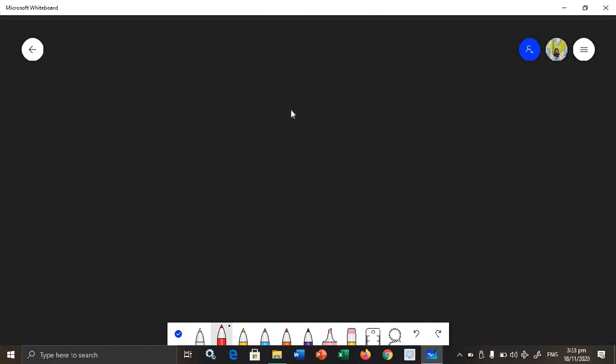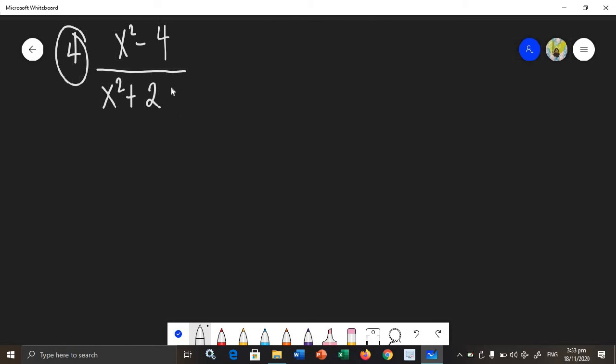How about if the given has a trinomial in it? Okay? Just like in example number 4, let's say we have x squared minus 4 all over x squared plus 2x. And we need to divide it by x squared plus x minus 6 over 2x plus 4.